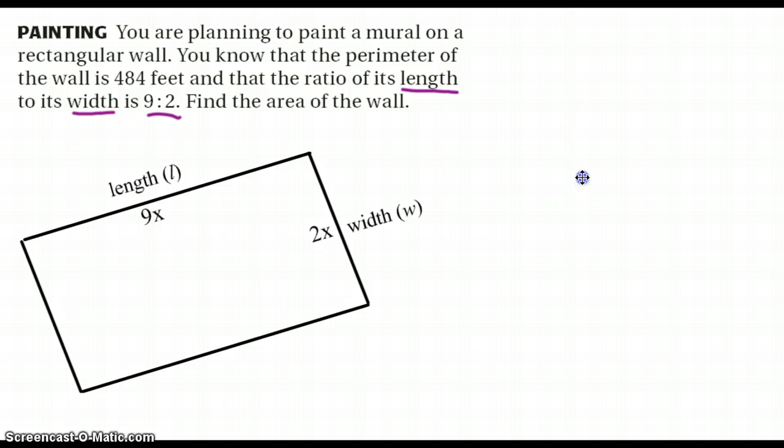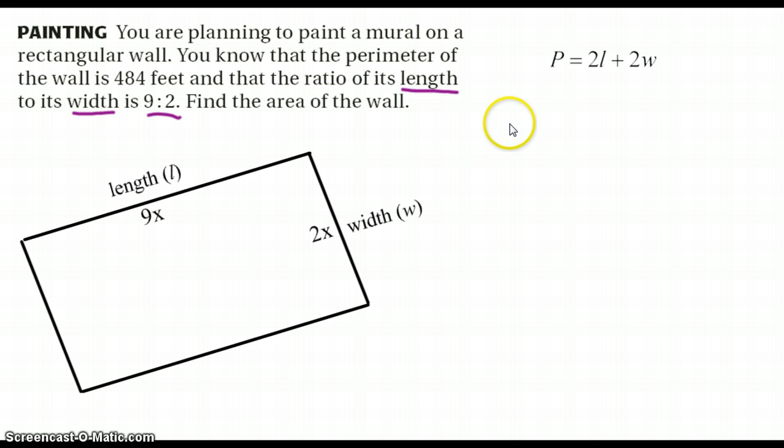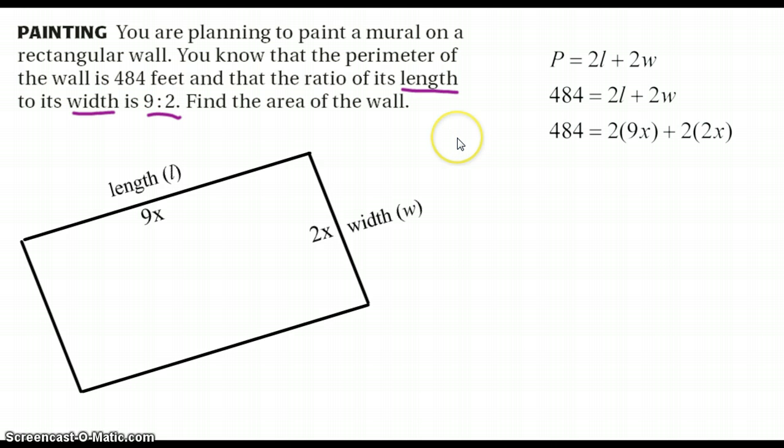So if you can recall the formula of perimeter, perimeter states that it's 2L plus 2W. So make sure that you remember it's 2. So we're going to have perimeter 484 equals 2L plus 2W. If we're calling L 9x and we're calling width 2x, then we're going to fill in our equation. That's 484 equals 2 times 9x plus 2 times 2x. Biggest mistake is people forget the 2 for perimeter.